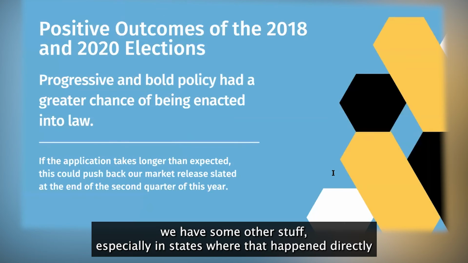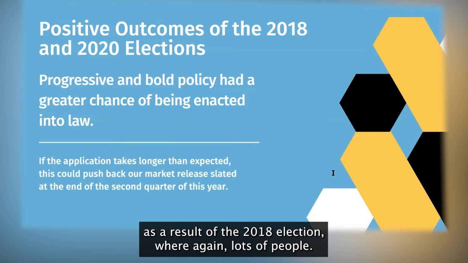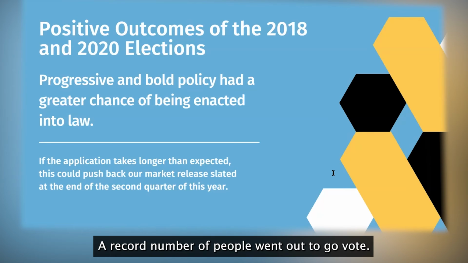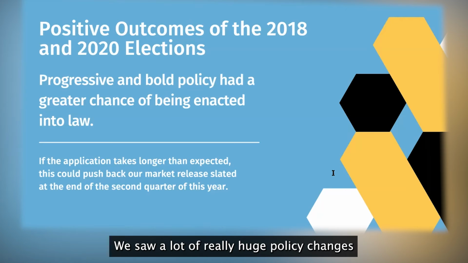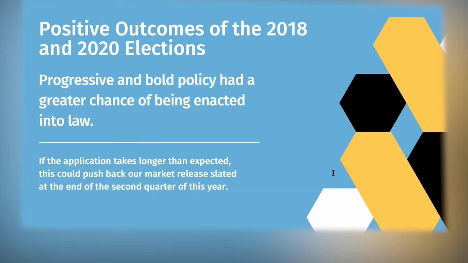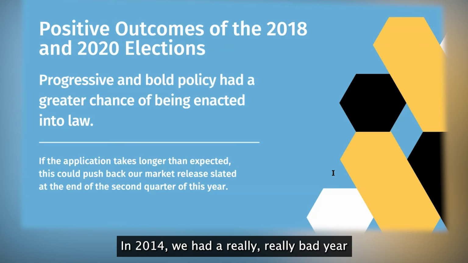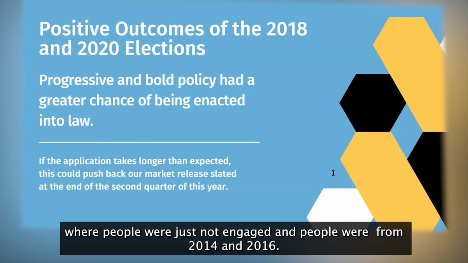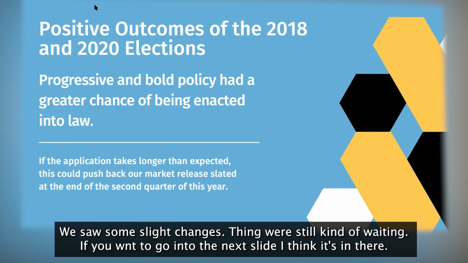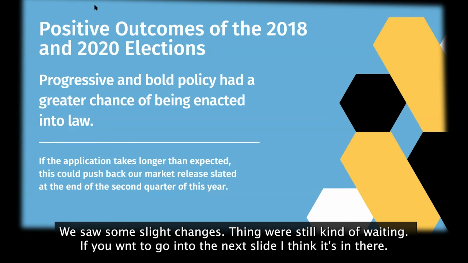Again, we had some other stuff, especially in state here, that happened directly as a result of the 2018 election, where a record number of people went out to vote. We saw a lot of really huge policy changes that we just hadn't seen before. In 2014, we had a really bad year where people were just not engaged, and from 2014 and 2016, we saw some slight changes, but things were still kind of waiting.